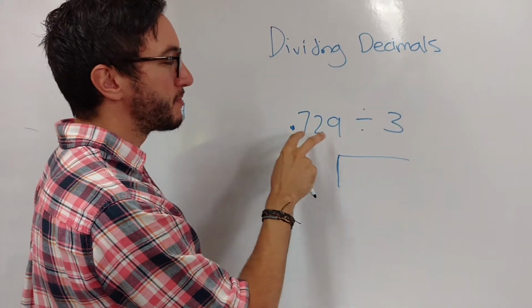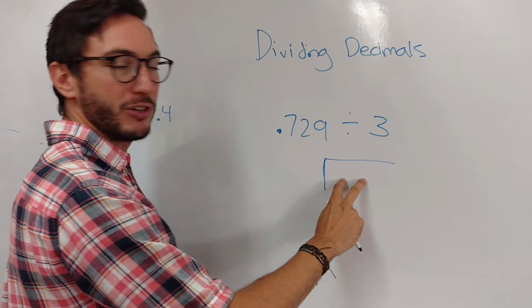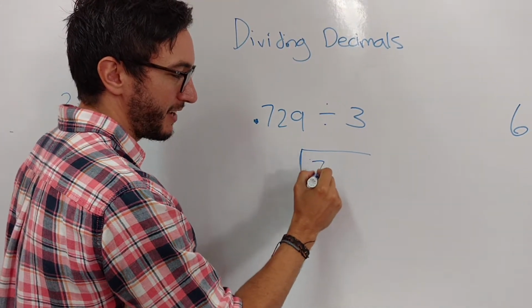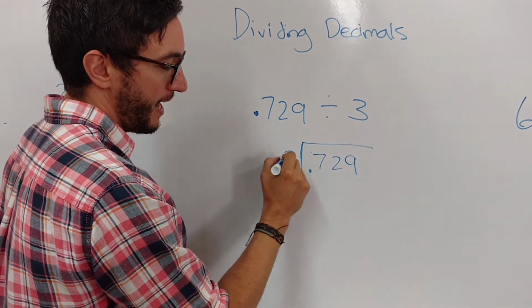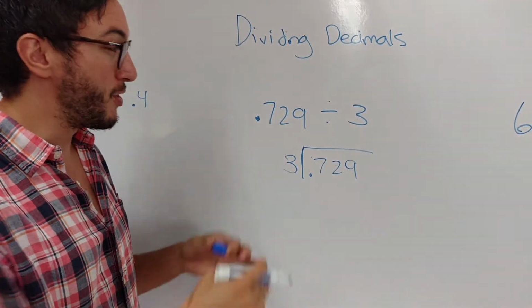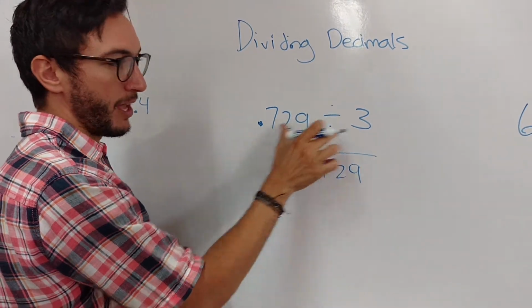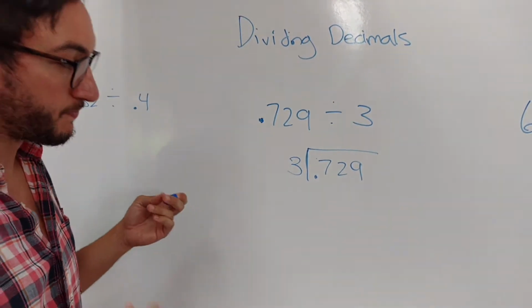Remember, the number that's being divided always goes under the bar. So I'm going to put 0.729 here and 3 here. If you're confused, it's always the first number in the division problem, from left to right. So it's the left number.